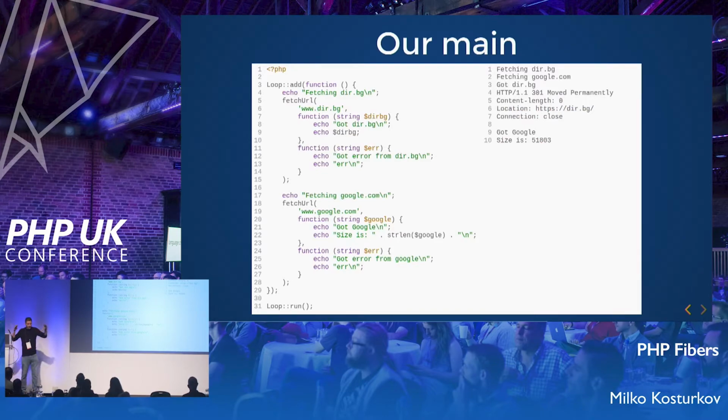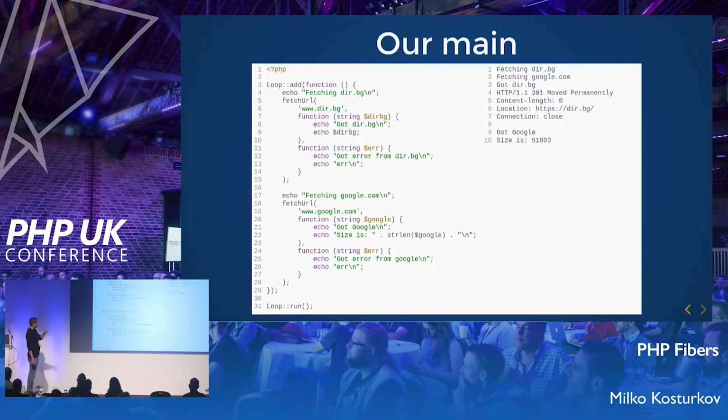Our big main function will look something like this. We'll add this big function to the loop. It will echo fetching from dir.bg. This is a site. We'll fetch the URL www.dir.bg. We'll add a done callback function and an error callback function. Then we'll echo fetching Google, and we'll do the same thing. And then nothing will happen until we call this final loop run, because now we just have callbacks stacked in an array. Nothing happens until we call loop run.